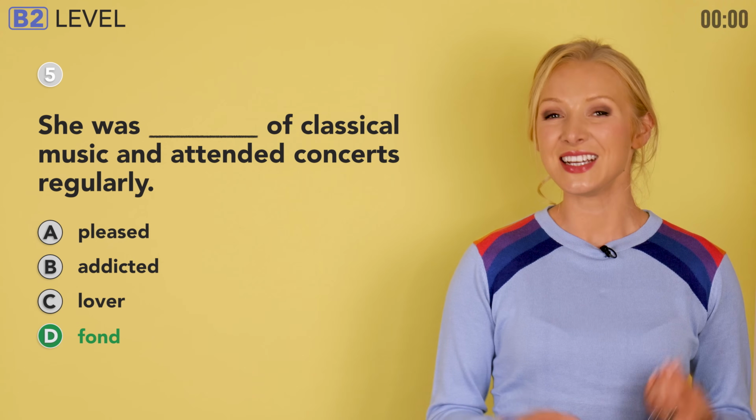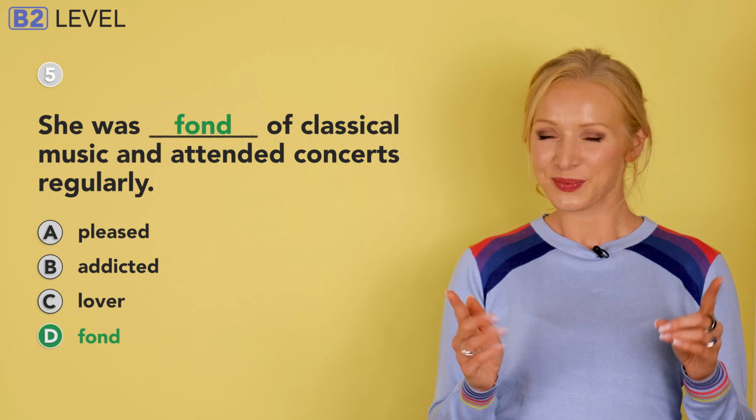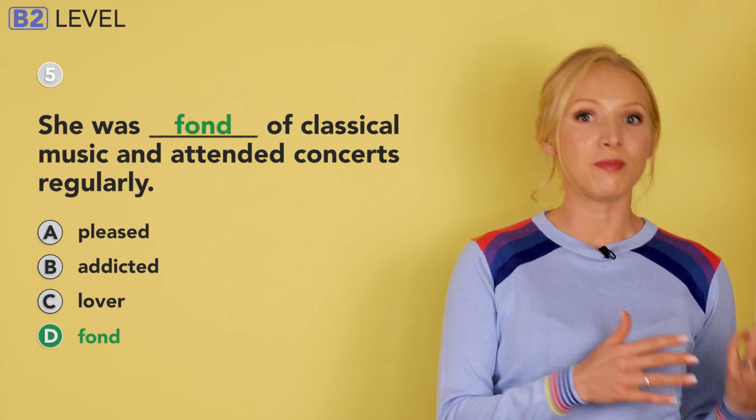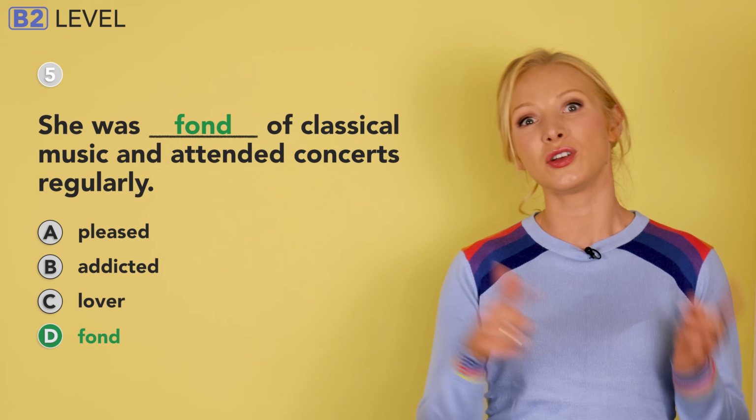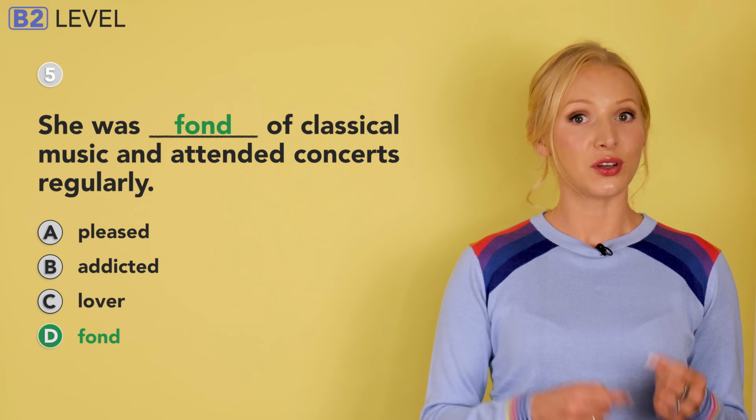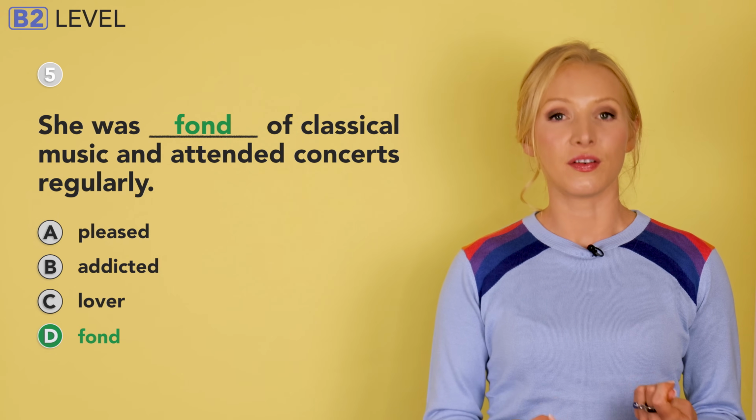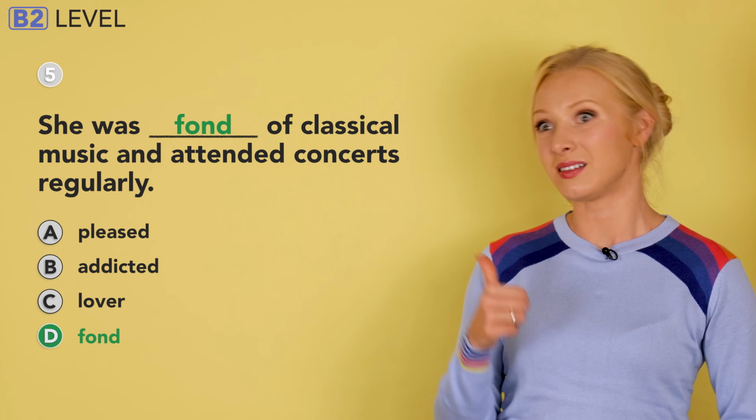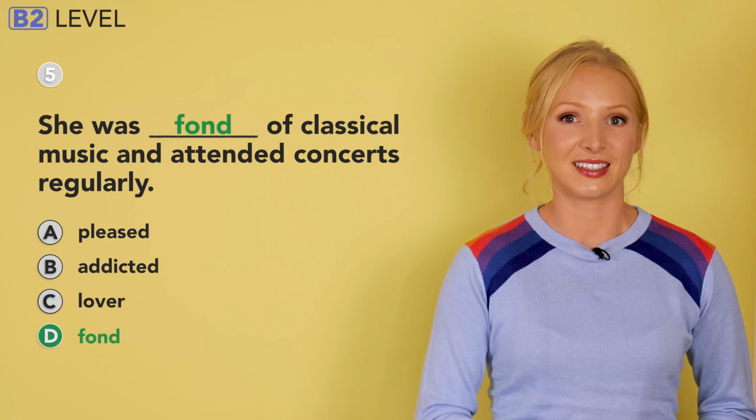The answer is D, fond. Did you get it? So addicted could work in terms of meaning, but it's followed by the preposition to, not of. And you could say someone is a lover of something, but we were missing the article a in our sentence.